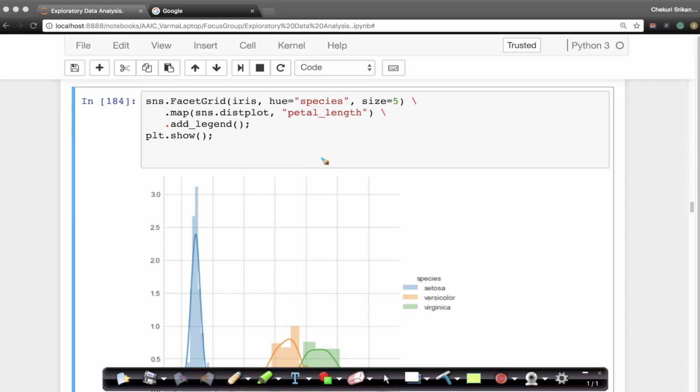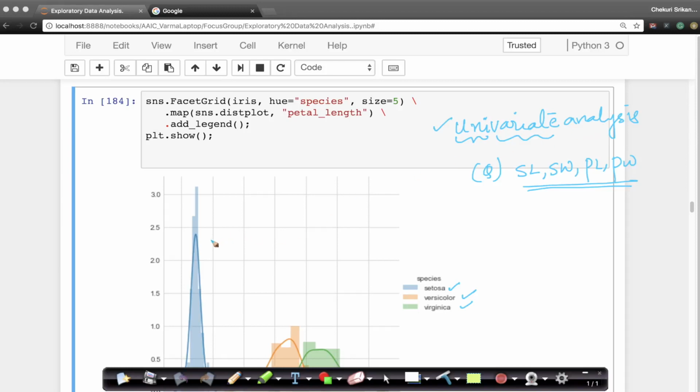Now let's understand how we can use the simple concept of a histogram or a probability density function to do something called univariate analysis. Univariate, as the name suggests, means one variable analysis, right? Suppose I have a question: which of my four variables, sepal length, sepal width, petal length, and petal width, is more useful than the others to distinguish my setosa, versicolor, and virginica flowers? Imagine that's the question I want to answer, and we can answer it using simple univariate analysis with probability density functions or histograms. Let's see how to do it.